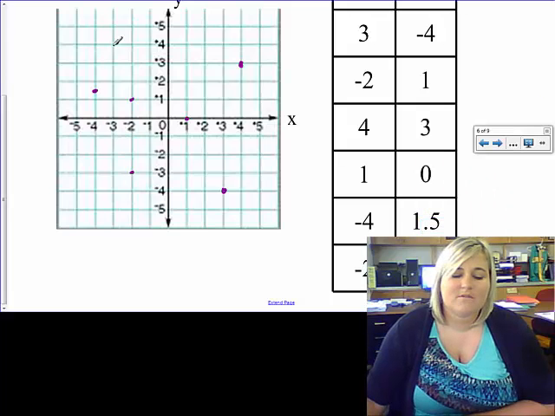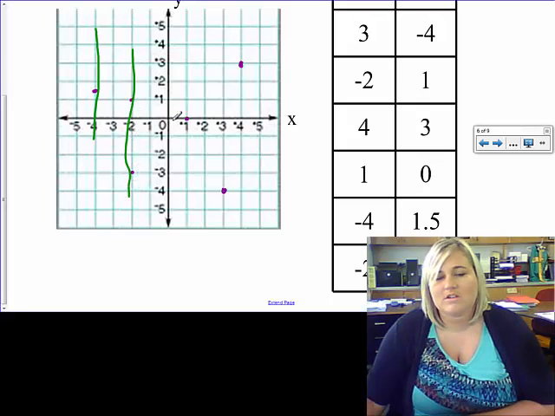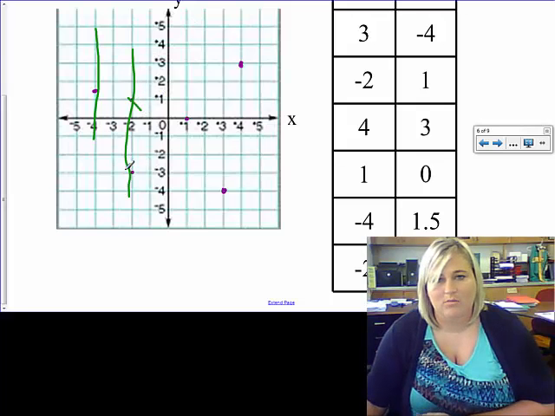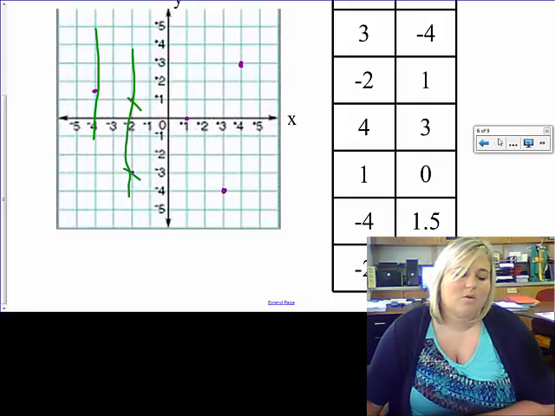If I drop a vertical line, it only hits once. Pretend it actually looks like it hit there. If I drop a vertical line here, pretend it's actually straight, excuse me. Okay, how many times does it hit there? I have 1 and 2, which means that it is not a function, because the vertical line test fails.